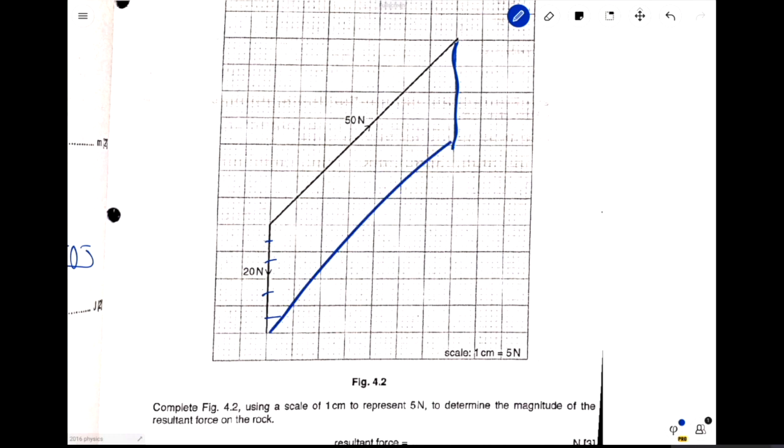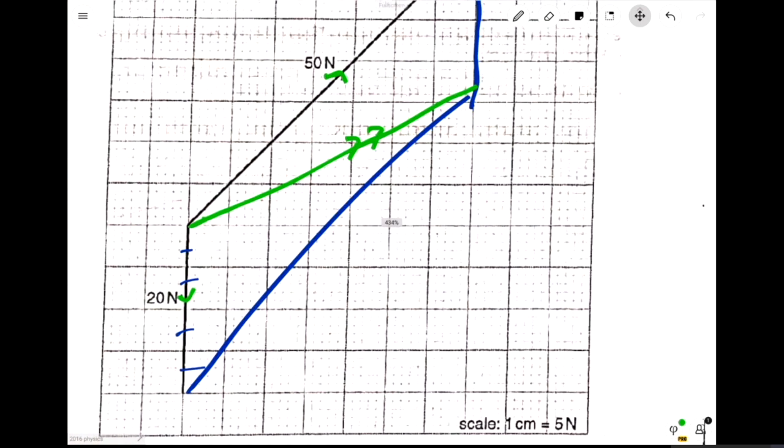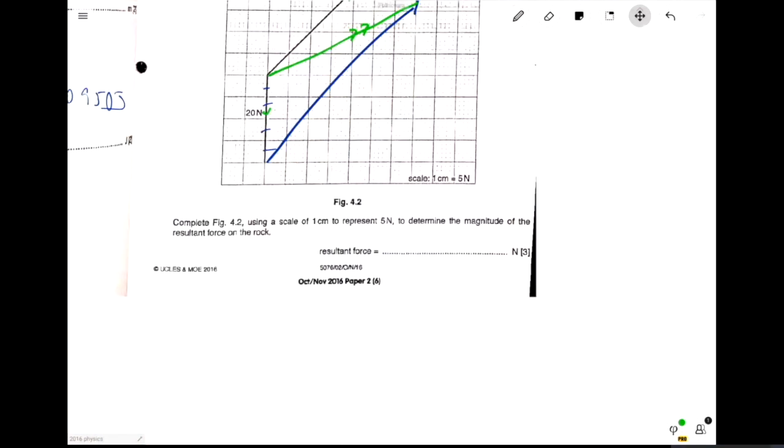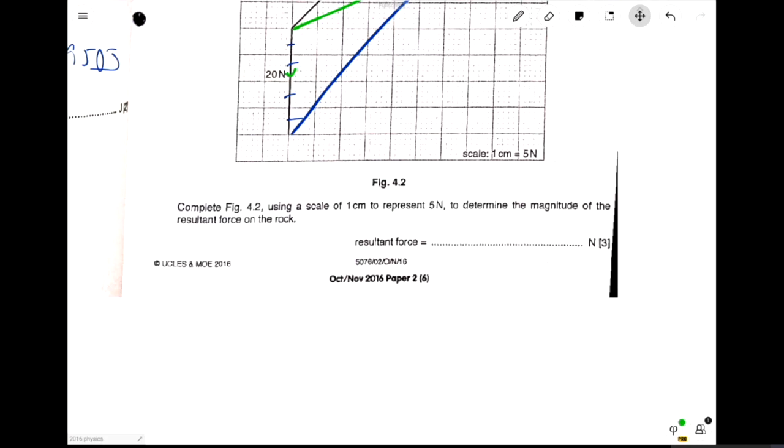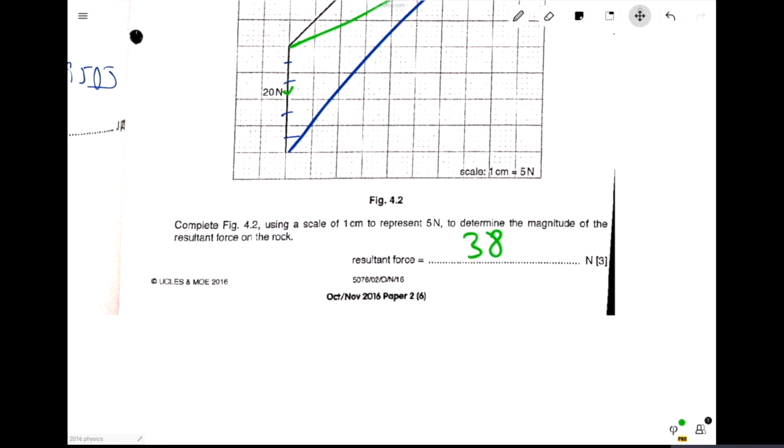Now, where is the resultant force? You see, you have one going upwards, you have one going downwards. Where is the thing going to end up? Diagonal. Yeah, the green color line. So all you have to do is measure. You take a ruler, measure the length of the green line, and you see the scale 1 cm equals 5. You determine using the vector diagram. This is called a vector diagram. You should get 38.